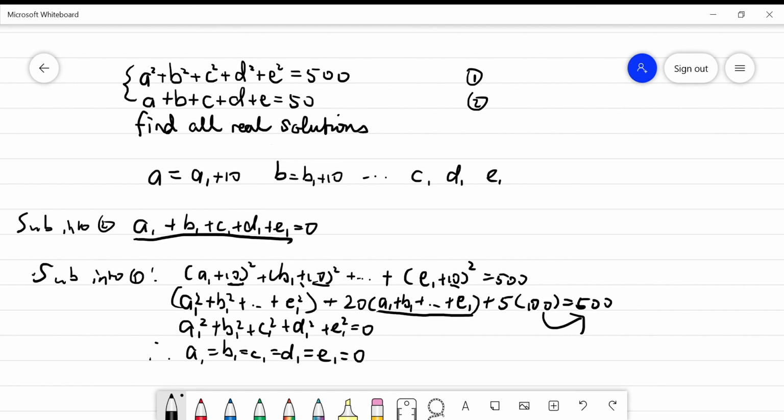Now we just have to simply sub these values back. So continuing from here, we get a equals 0 plus 10 equals 10, b equals 0 plus 10 equals 10, and c equals 10, d equals 10, and e equals 10. And these are the only real solutions.